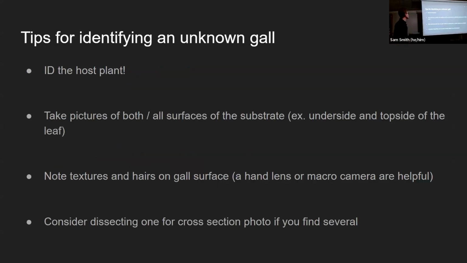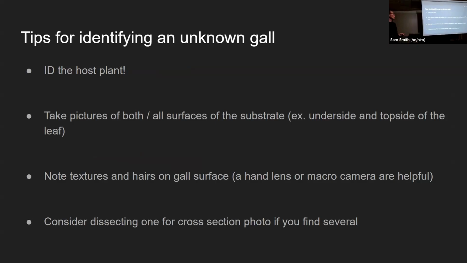And then I wanted to share a few tips for identifying an unknown gall. So the first thing is to ID the host plant. And if you can't ID the host plant, then just take really good pictures of it so somebody else can on iNaturalist. And then you want to take pictures of both or all surfaces of the substrate. So if, for example, it's growing on a leaf, take pictures of both sides of the leaf. Sometimes the gall can leave a mark on the other side of the leaf, even if it's not the main side of the gall that's distinctive.